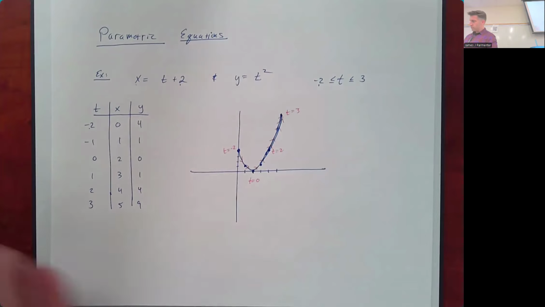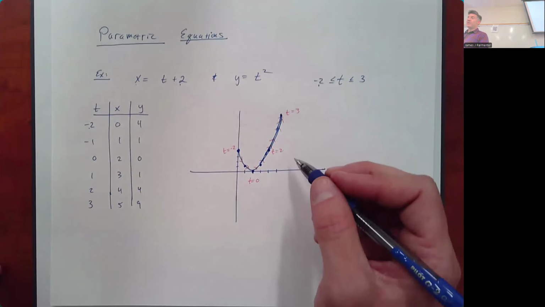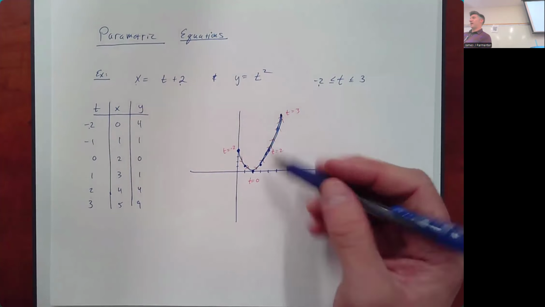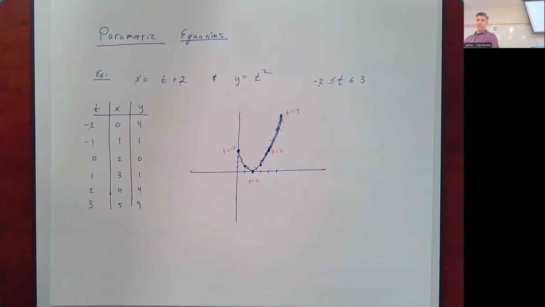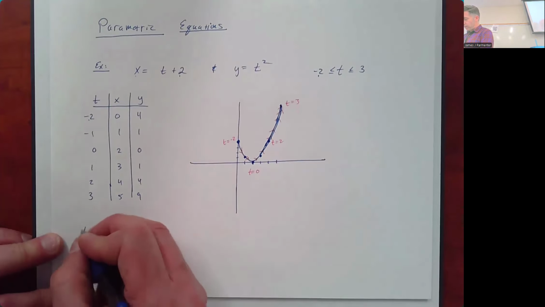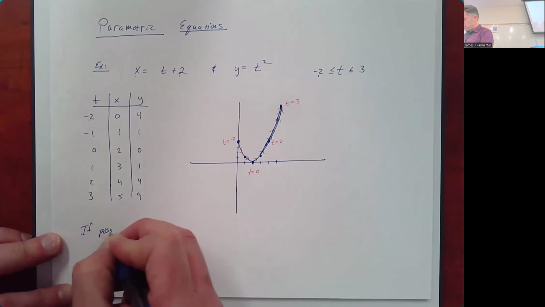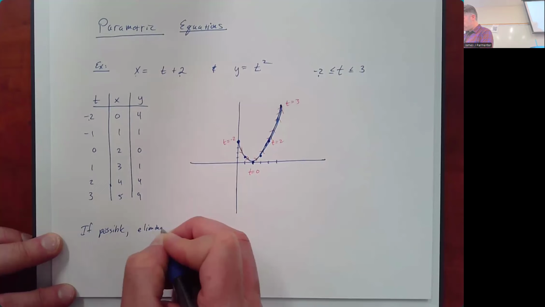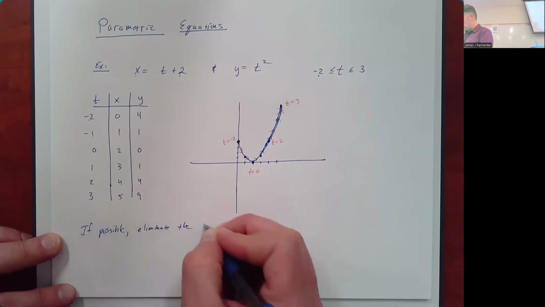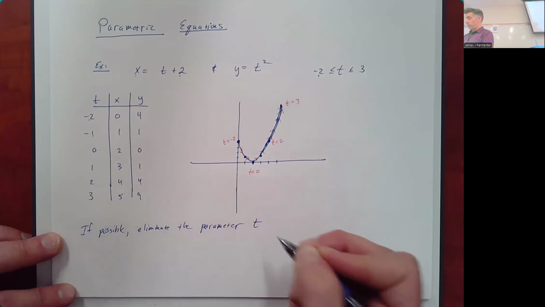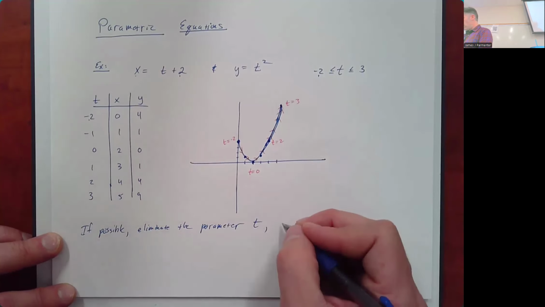So this seems like a lot of work. We don't always want to do this. In fact, I would rather not graph this way unless I really, really had to. So what we often like to do is, if possible, eliminate the parameter, which is usually t, but you can use lots of other things. Theta is also often a parameter to help us graph it.